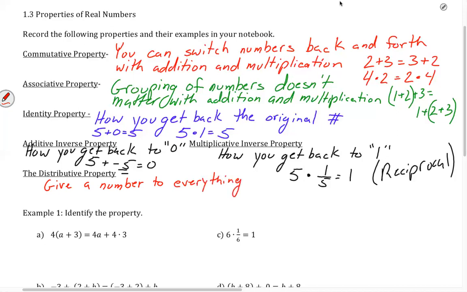And this is what it looks like. If I have 2 times x plus 1, the distributive property is going to be, I'm going to distribute that 2 to the x and to the 1. So it's going to be 2x plus 2 times 1. And you can see how that kind of makes sense.